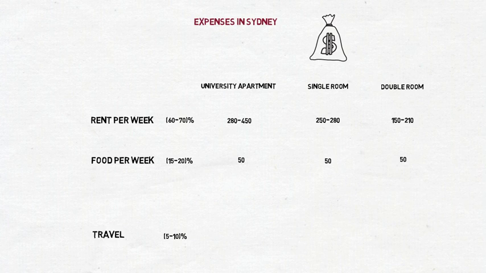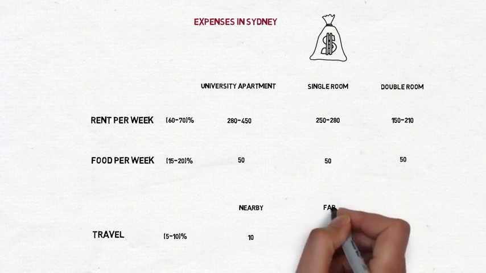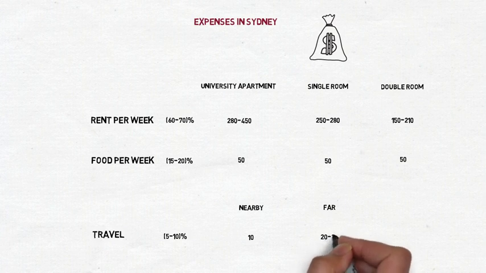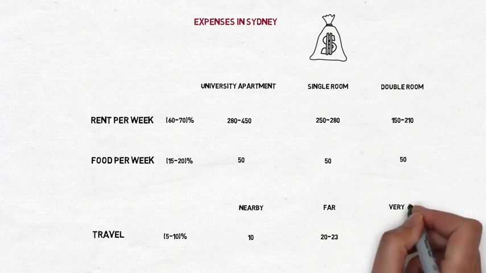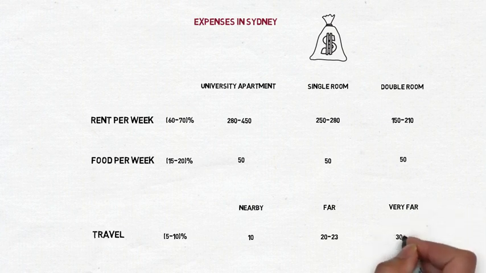Now, talking about the travel, I have divided it into three parts. If you're living nearby, maybe on the campus, you only go out for like 2 or 3 days, or maybe on the weekend 2 days, so it costs you around $10 per week. If you're living far from the university and you have to come to uni 2, 3, or maybe 4 days, it costs you around $20 to $23. And if you're living very far from the uni, so you have to take the bus or train to come to uni, it will cost you around $30 to $40 per week. I'm talking about per week.